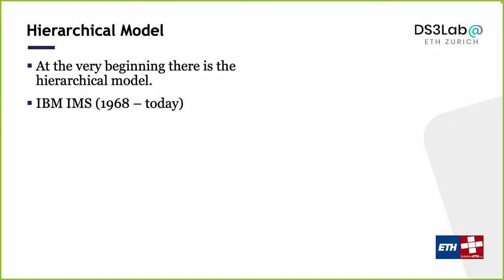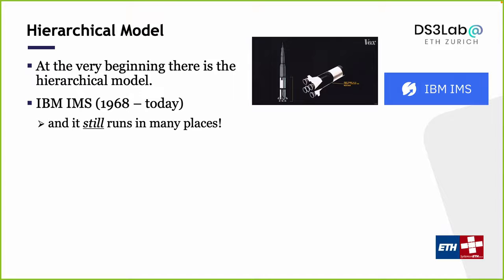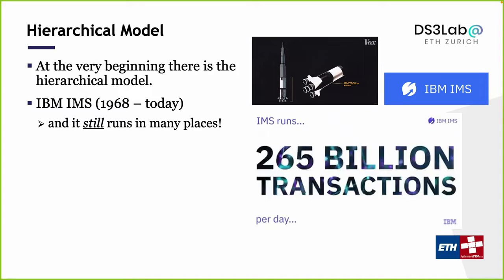The first version is 1968, and actually still running today, which is fascinating if you think about it. So it enabled the Apollo 11 database that we talk about, right? And actually running a lot of transactions today. Every single day, I think this is from IBM, there's kind of 200 billion transactions still running at IMS, a system that started in 1968.